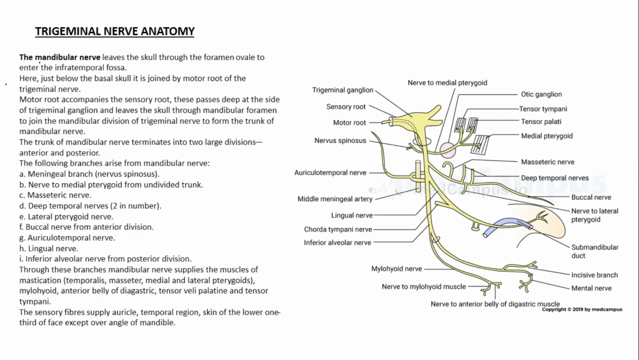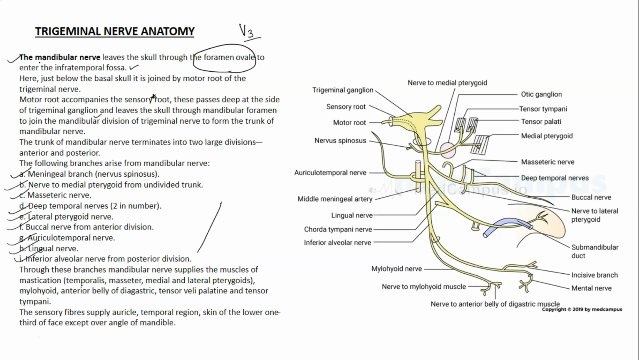Now, trigeminal nerve anatomy. Now we are coming into V3, the biggest nerve, the mandibular nerve or mixed nerve, and it passes through the foramen ovale, as I already told you. Cranial nerve V3 passes through the foramen ovale, and it doesn't enter the pterygopalatine fossa. It enters the infratemporal fossa. Motor root plus sensory root, they pass deep to the trigeminal ganglion and leave the skull through the foramen ovale, and the trunk gives rise to the following branches: meningeal branch, nerve to medial pterygoid, masseteric nerve, deep temporal nerve, lateral pterygoid, buccal nerve, auriculotemporal nerve, lingual nerve, inferior alveolar nerve, all these branches.